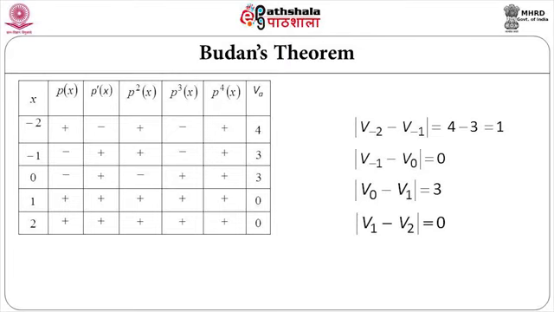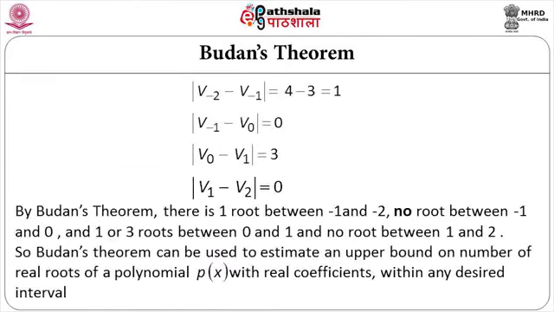So this is how we can use Budan's theorem to draw the inference. This is the inference we have drawn: there is one root between minus 2 and minus 1, no root between minus 1 and 0, 1 or 3 roots between 0 and 1, and no root between 1 and 2.